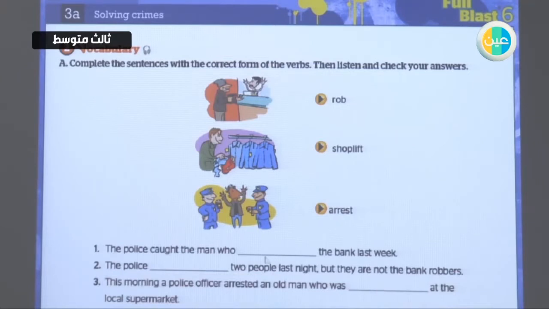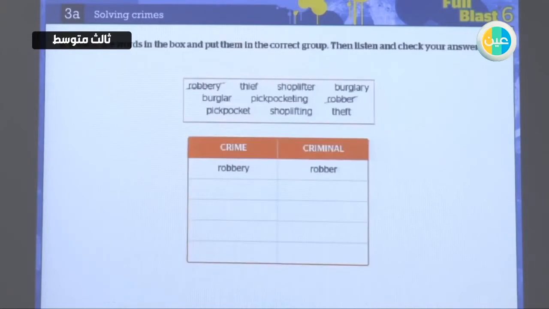Okay, so the correct answers will be: the police caught the man who robbed the bank, the police arrested 2 people, and the third one will be shoplifting. Now let's move to the second part of the vocabulary. Now I want you to read the words in the box and try to put them in those 2 columns.